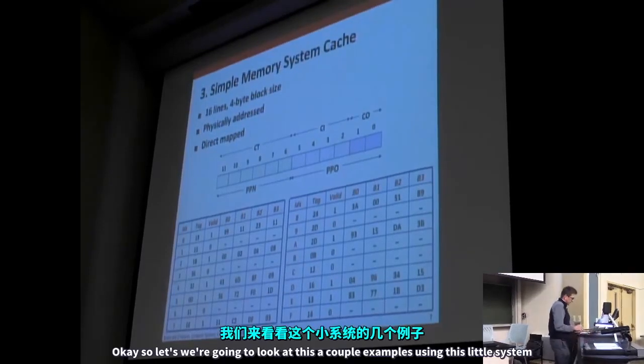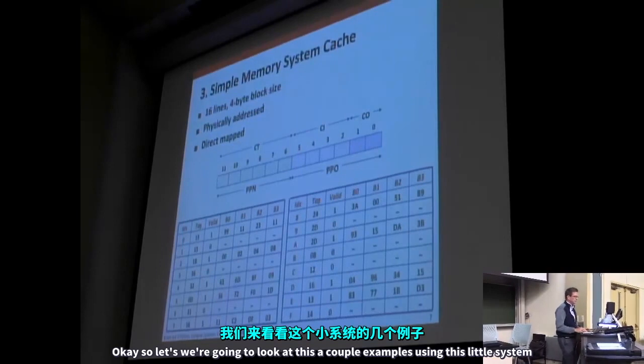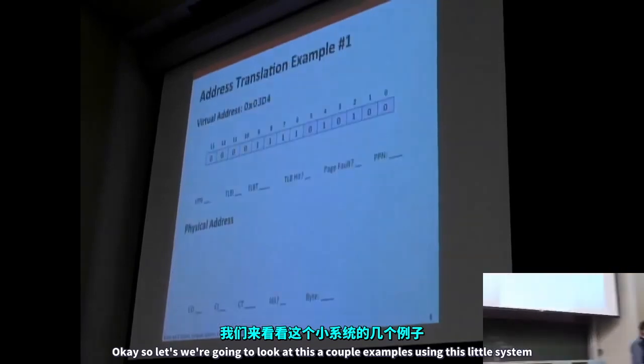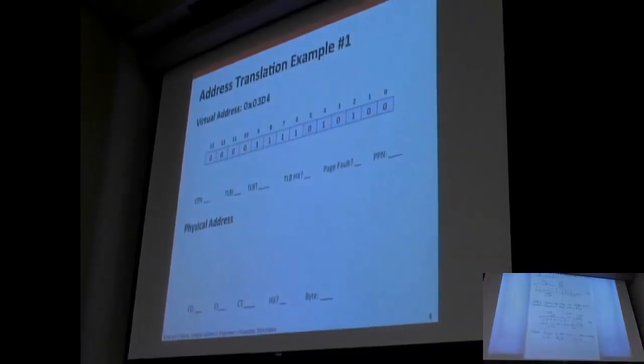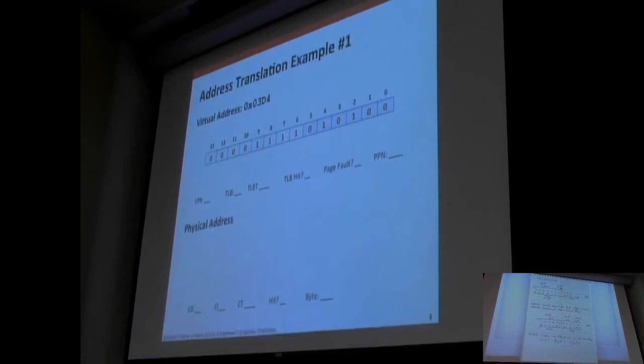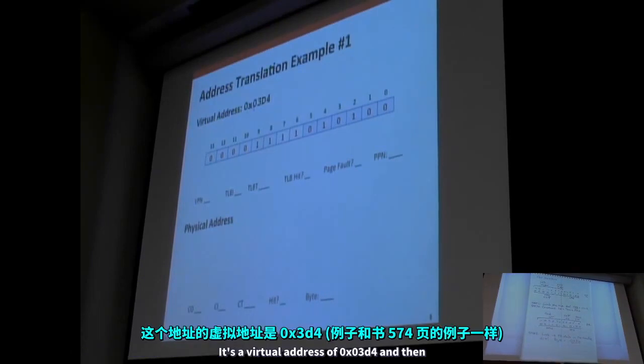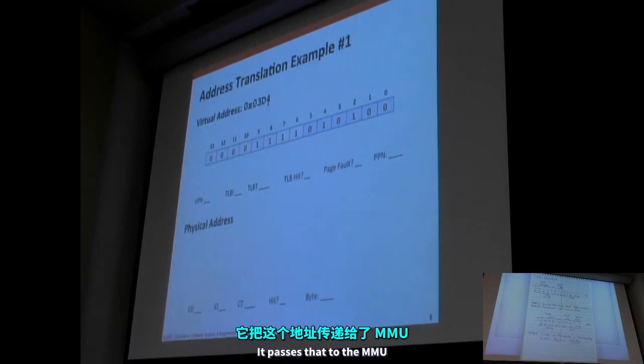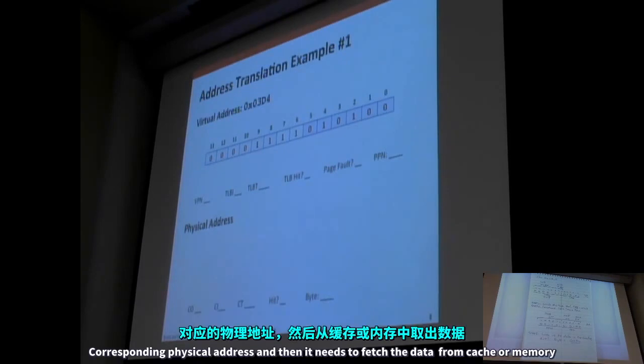Okay, so we're going to look at a couple examples using this little system. Let's suppose the CPU executes an instruction that generates an effective address, a virtual address, of 0x03D4. And then it passes that to the MMU, which needs to figure out the corresponding physical address, and then it needs to fetch the data from cache or memory.